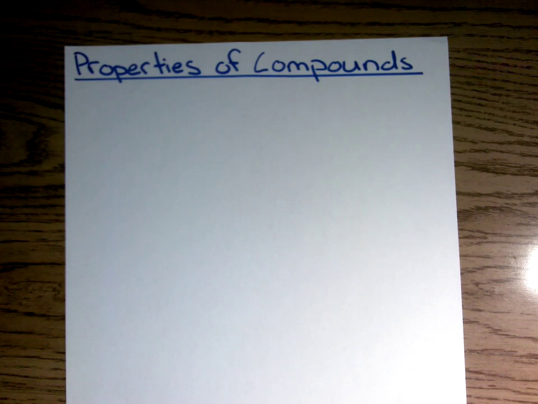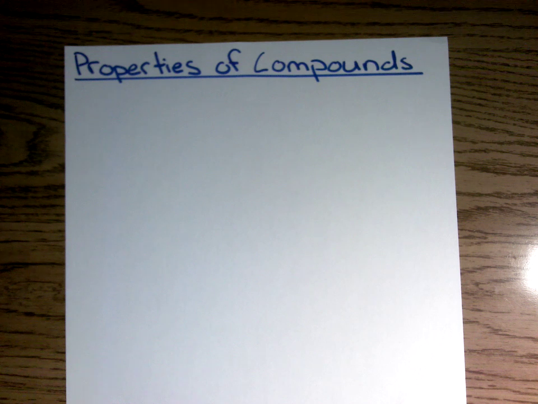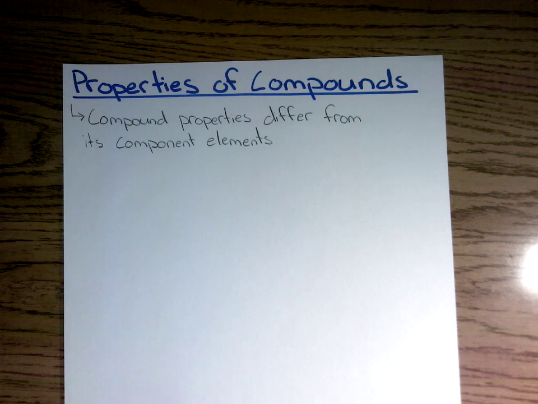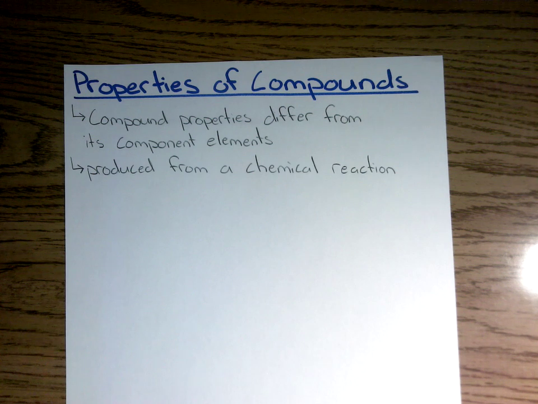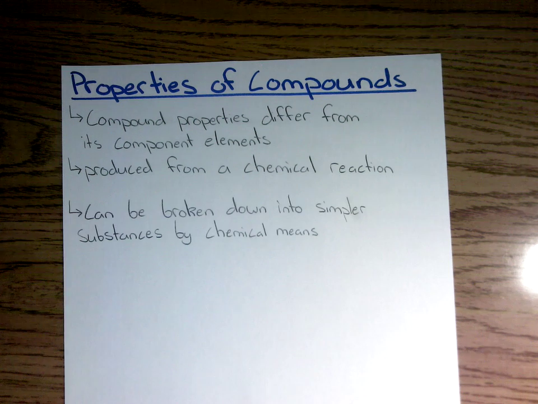So our compounds, like I said, are composed of at least two elements that are chemically combined. And these properties, we need to note this, are going to differ from those of the individual elements. And we also have to keep in mind that chemical compounds are produced from a chemical reaction. Now, compounds can be broken down into simpler substances by chemical means. Now, this separation of those individual elements is going to require energy, typically in the form of heat or electricity.